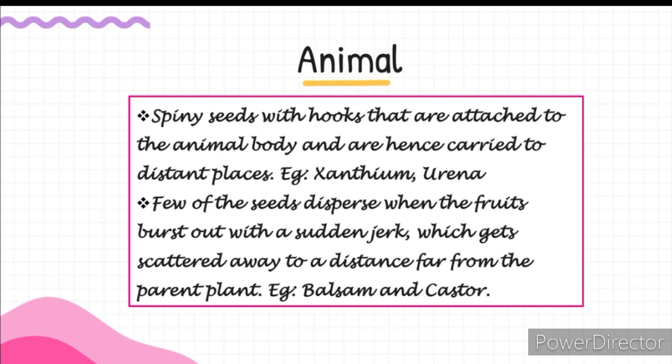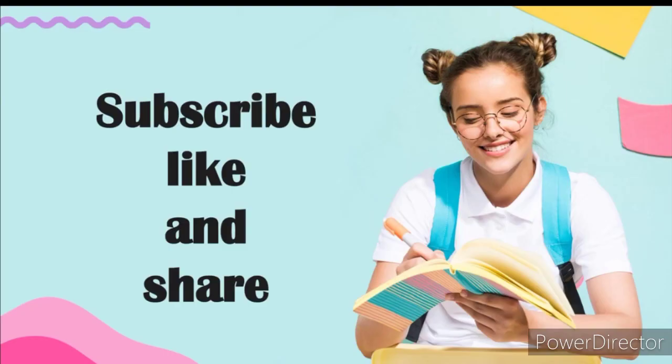Now, a few of the seeds disperse when the fruits burst out with a sudden jerk, and then they get scattered away from the parent plant, and then what is going to happen? They are going to grow. For example, in balsam and castor, this process takes place.